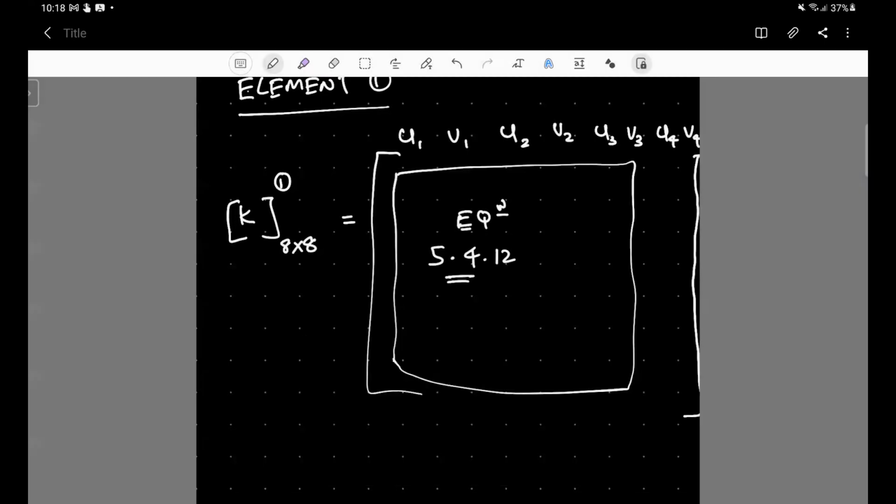Okay, if we simply write down this equation without taking any factors out, you can directly write 5.4.12, use the elements which we obtained there, and the remaining degrees of freedom, because we don't deal with node number 4, are obviously 0. All these terms are 0. There are 8 rows, so all these terms are 0.